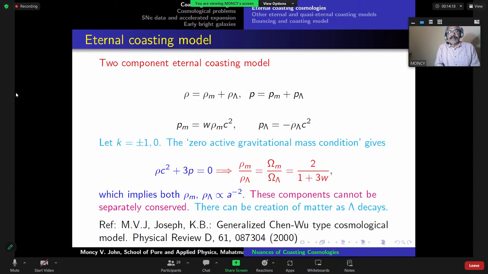Because of this matter and lambda varying as a to the power minus 2, the components cannot be separately considered, because matter should vary as a to the power minus 3, and the rho lambda should remain a constant. But in this case, they are not separately considered. There can be creation of matter as lambda decays. This model was discussed in this paper.